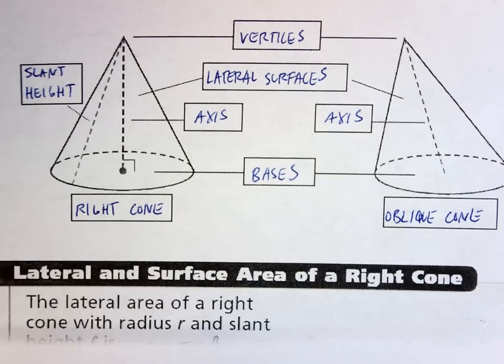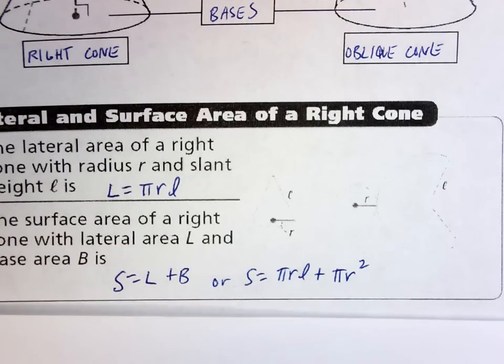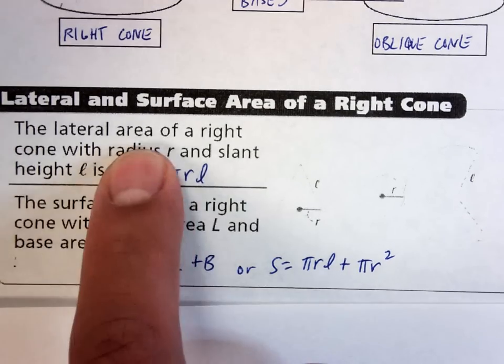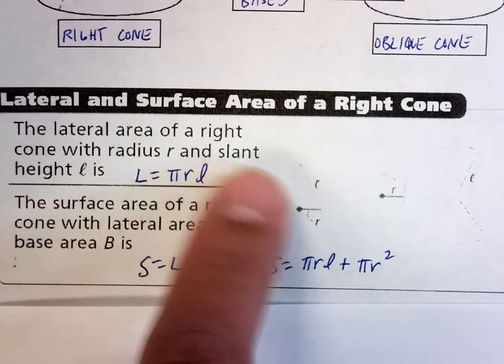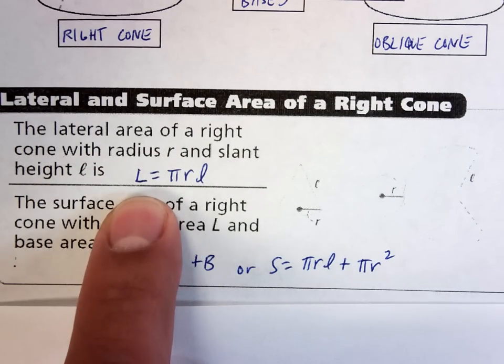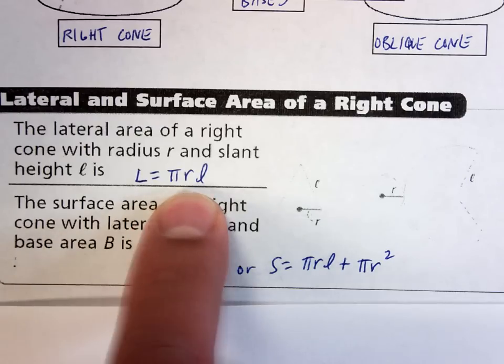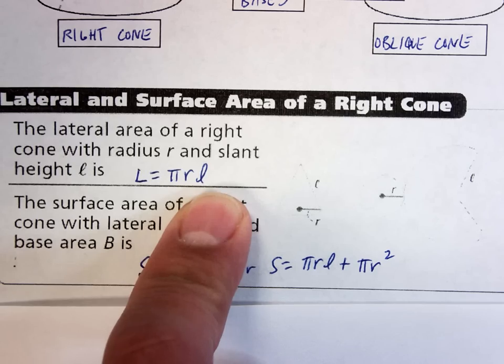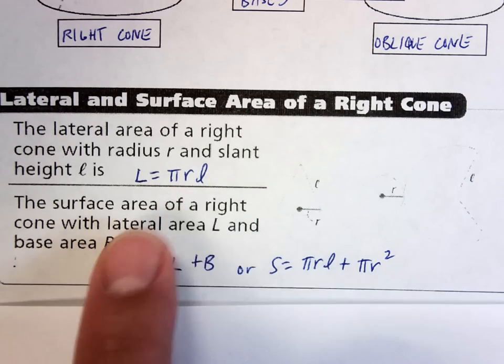I do apologize for this next piece. The diagrams are kind of faded and hard to see. Understand that the lateral area of a right cone with radius r and slant height L is just, so lateral area is equal to pi times the radius times the slant height. And again, you do not have to memorize these. These are on your formula charts. You just have to know how to use them and what the pieces mean.